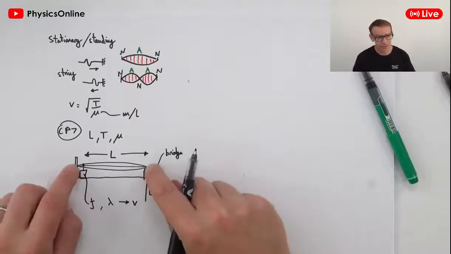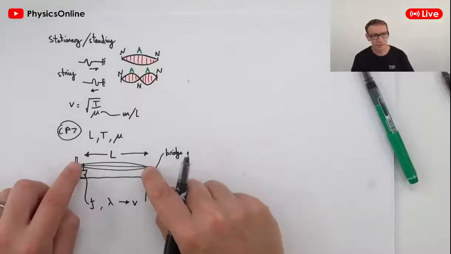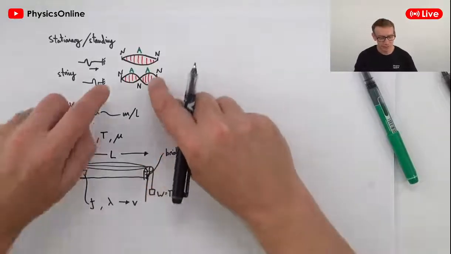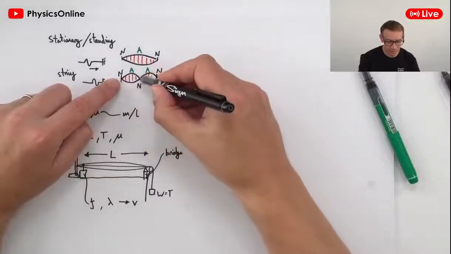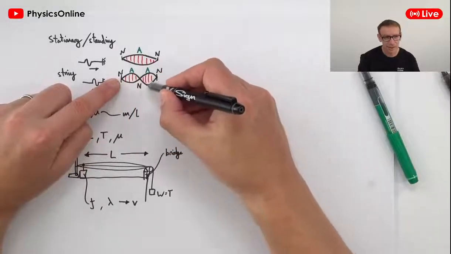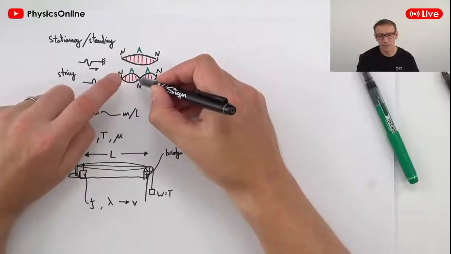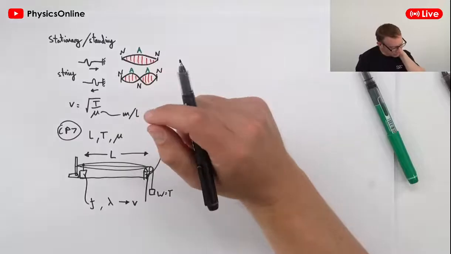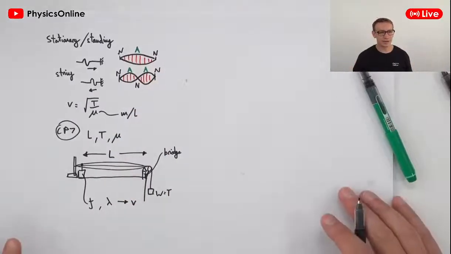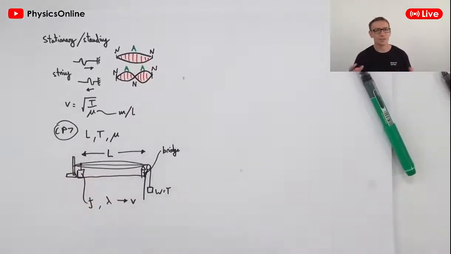Now the important thing to note is that from a node to a node is equal to half a wavelength. If we think about this standing wave here, a wavelength goes from here, up, down and up again, and that means the distance between a node and a node must be equal to half the wavelength. Hopefully that helps. Again, this is just one way of doing it, so there might be a question about this or some variation of it.